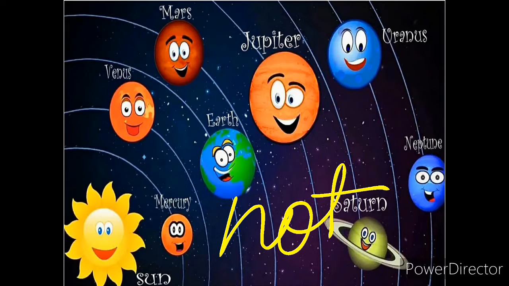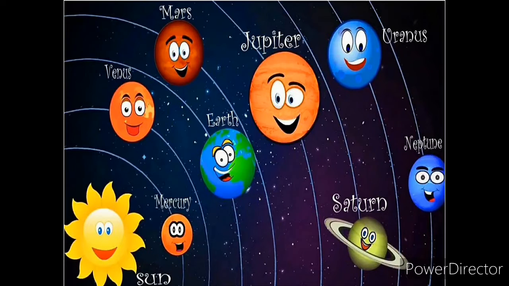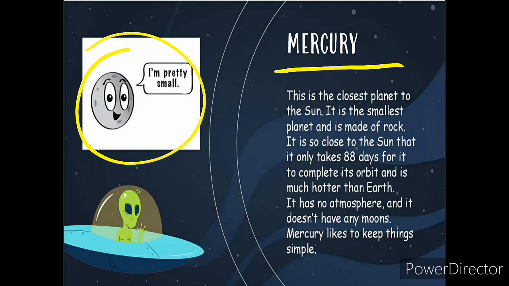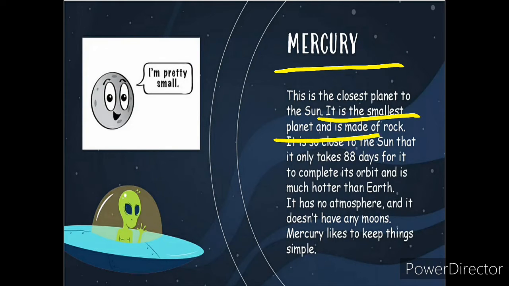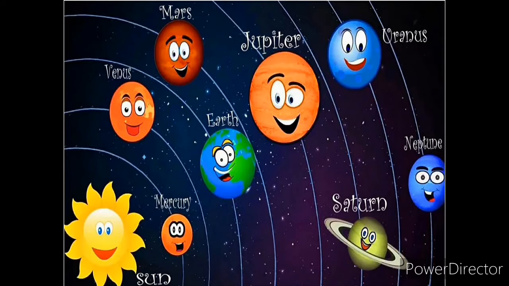So the same thing is written over here: this is the closest planet to the sun. It is the smallest planet and is made up of rocks. And one amazing thing is that it takes 88 days to complete its orbit. It takes 88 days to complete a revolution around the sun. Only 88 days.